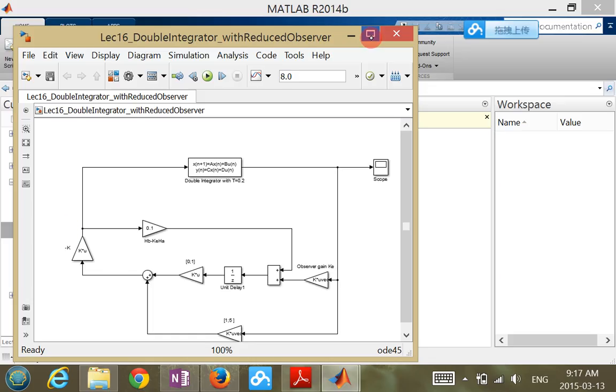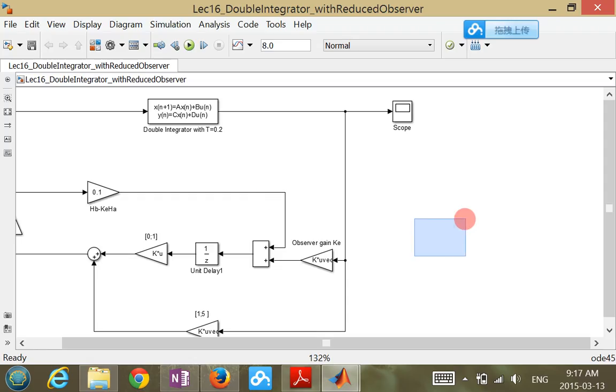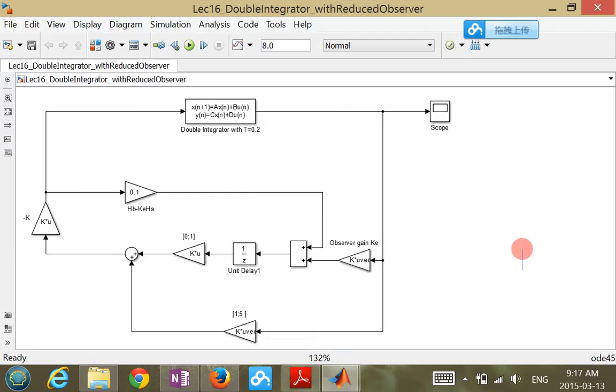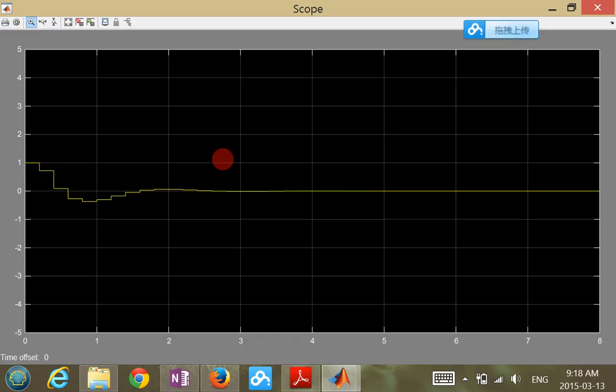Okay, so here's the diagram, and I was talking about it here. After some manipulations, you can greatly reduce the complexity of the system here. It's a regulation problem, so I'm just outputting the system response to here. Okay, so there we go. Initial condition is 1, and it's basically being regulated back to 0, right? So the response is all good.